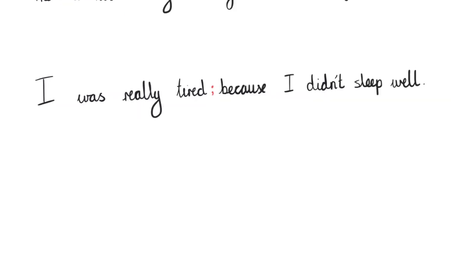Okay, this time I want you to have a look at this sentence. I was really tired because I didn't sleep well. Pause the video for a second. Can you think why this is an incorrect use of a semicolon? So, in this case, the semicolon wouldn't work because remember what we said before, a semicolon's used to link two main clauses together. Now, because we've used a subordinating conjunction of because, we don't need a semicolon. We could just leave that sentence as it is. I was really tired because I didn't sleep well.